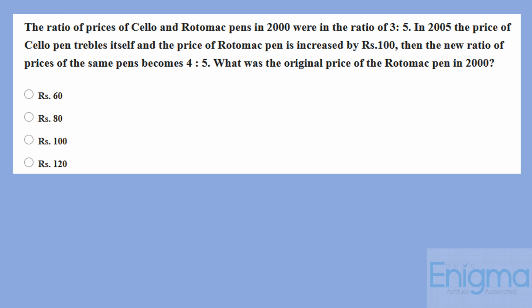Okay. Now let's assume the prices in 2000 as 3x and 5x, as the ratio given is 3:5. Now, in 2005, the Cello pen triples itself, that means it gets multiplied by 3. And the price of Rotomac pen is increased by 100. So the price which was 5x initially gets increased by 100. And this new ratio is given to us as 4:5. So, this is the very simple equation which we get.